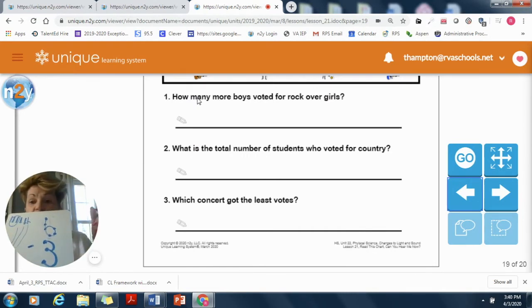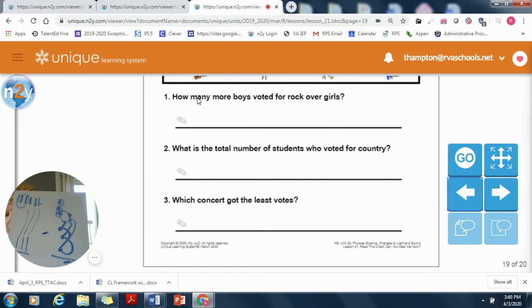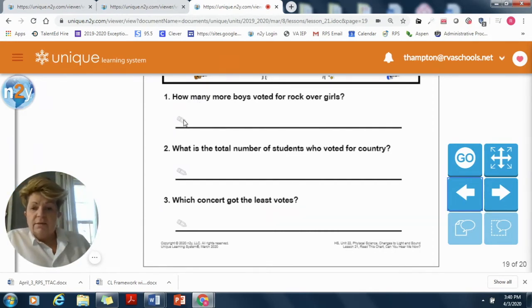But then we have to subtract away those dots. So we take away 1, 2, 3 dots. And how many do we have left? We have 3 dots left. So we know that our answer is what? 3. Very good.